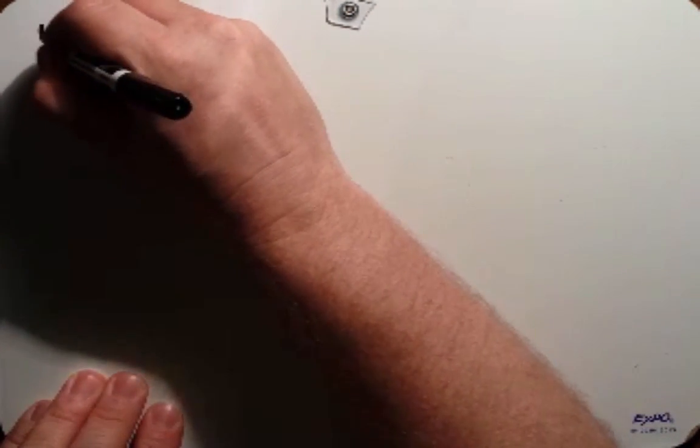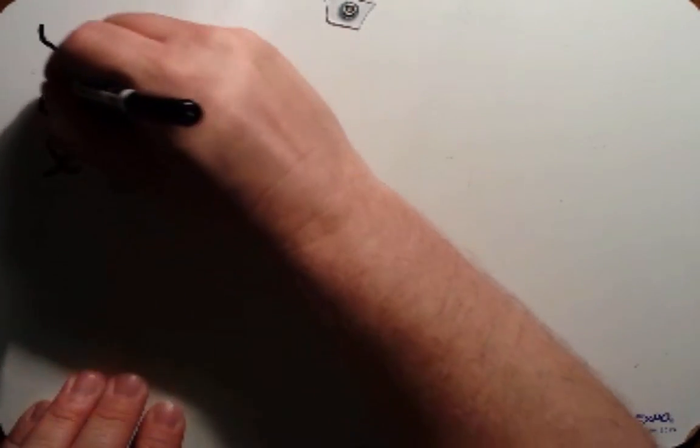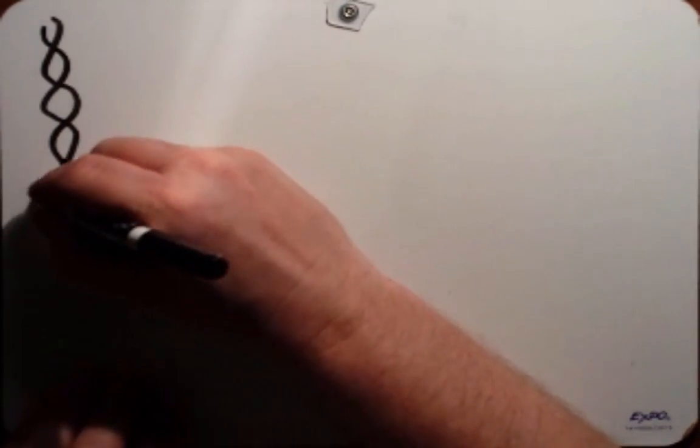Hello and welcome everyone. In this podcast we're going to talk about the structure of DNA as well as the structure of the smaller components of the DNA molecule, the nucleotide. So let's begin by drawing a double-stranded piece of DNA here. Of course this is DNA.